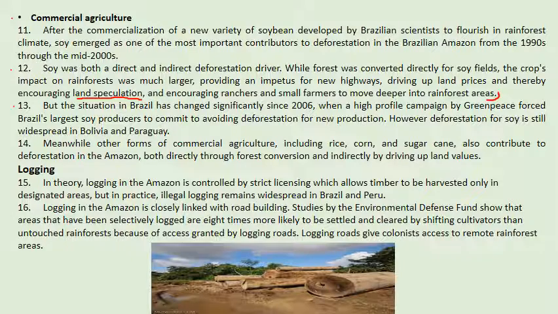But the situation in Brazil has changed significantly since 2006, when a high-profile campaign by Greenpeace, we all know this pro-environment organization, forced Brazil's largest soy producers to commit to avoiding deforestation for new production. However, deforestation for soy is still widespread in Bolivia and Paraguay. So the issue is not that horrible nowadays in Brazil, but in countries like Bolivia and Paraguay, where there is Amazon forest, it still is.